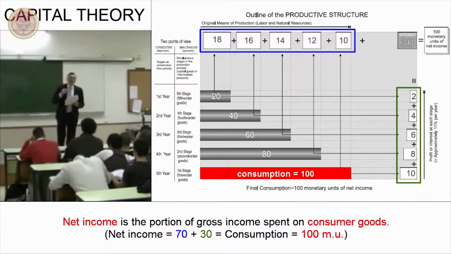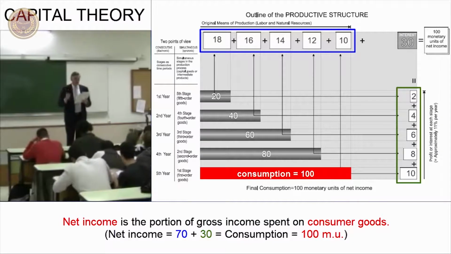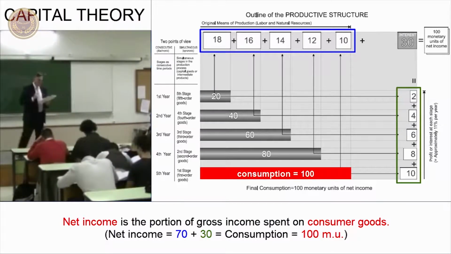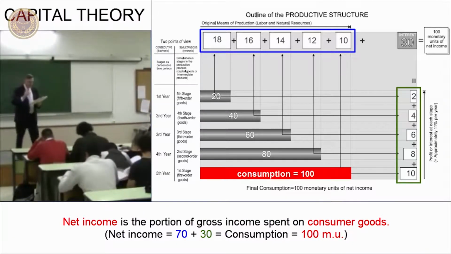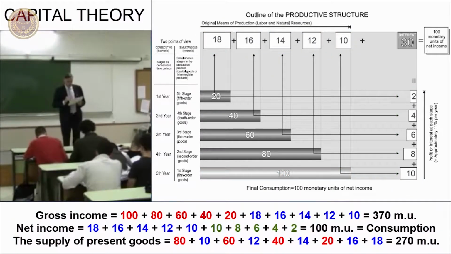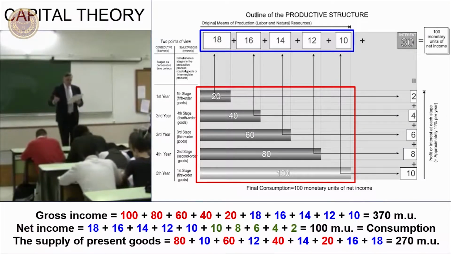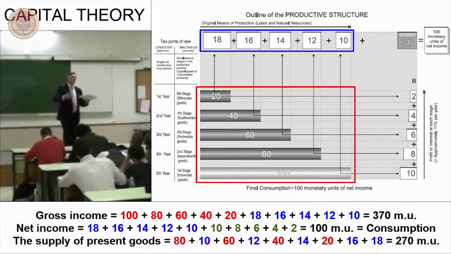Why is it called net income? Because it gives rise to consumer goods, and is spent on consumer goods. The transactions which take place between the different intermediate stages do not result in consumption, though they are part of gross income. We arrive at the gross monetary income for the period by totaling, in terms of monetary units, all the transactions from bottom to top which take place during that period. And in our example, that gross income amounts to 370 monetary units.